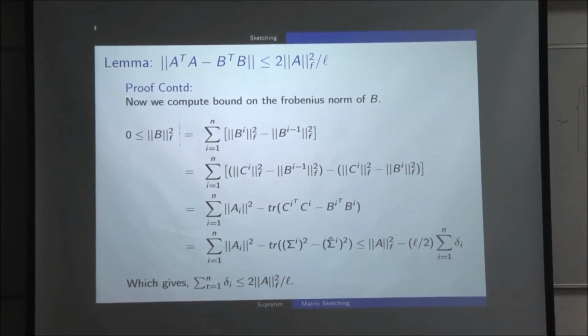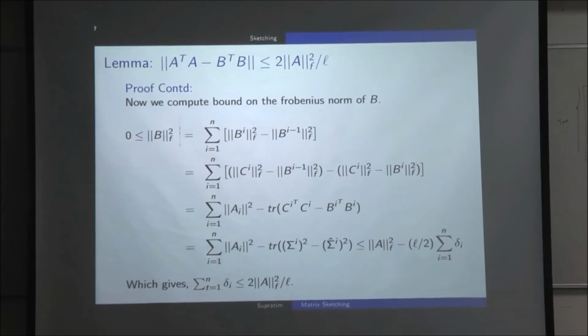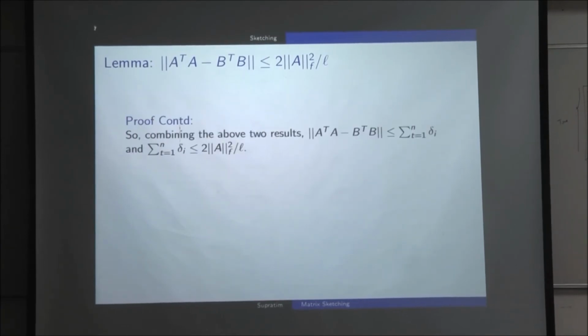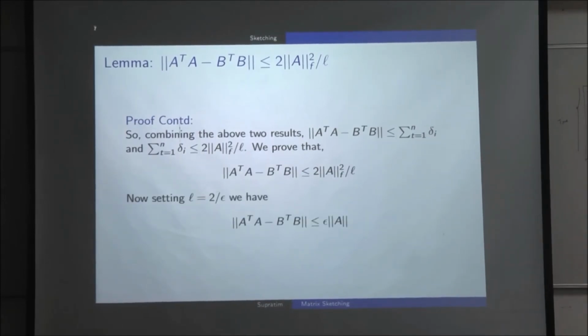And now combining both the results that we had in the previous and this one, we get this A transpose A minus B transpose B can be bounded by Frobenius norm by L. Now if we pick L to be 2 over epsilon, it turns out that we can bound it by some epsilon parameter of the Frobenius norm.